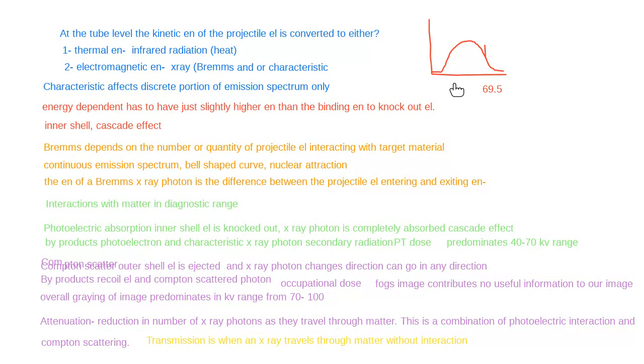For characteristic, I have to hit that specific energy level and have projectile electrons that have that, say, 70 kV of energy, so they have slightly more energy than the binding energy of that K shell, so they can knock that inner shell electron out. And BREMS, again, is a nuclear attraction. We'll get into more detail with that. I'm going to flip back to this in a little bit.